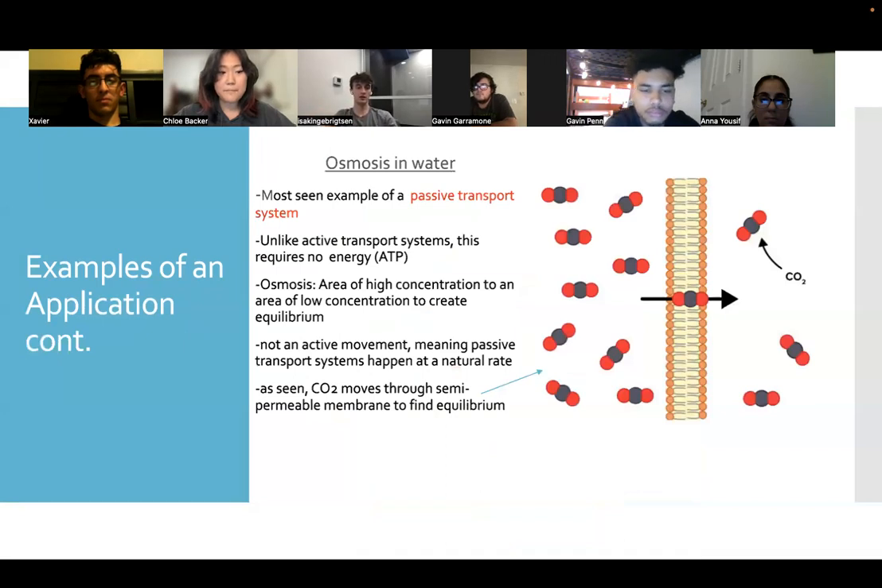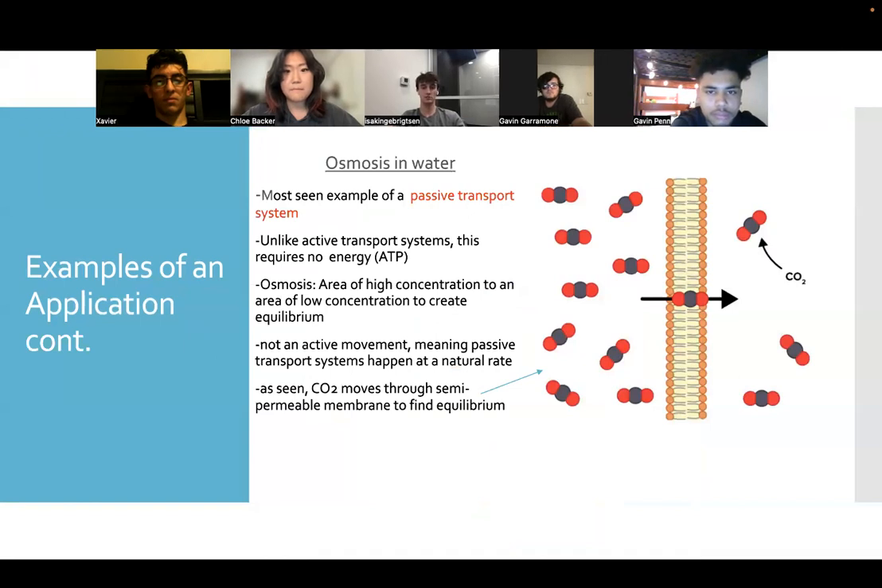So I got the other type of transport system. Seen here is the passive transport system. The system is passive rather than active because it requires no energy output or ATP. One of the most important examples seen in any science is osmosis, which is the transfer of cells from an area of high concentration to an area of low concentration in order to achieve and create equilibrium.